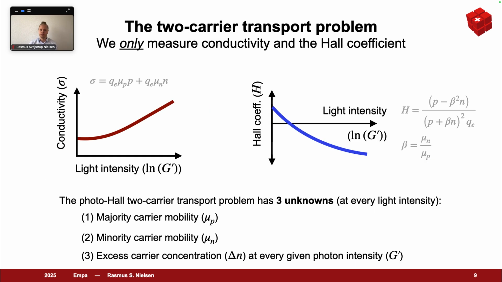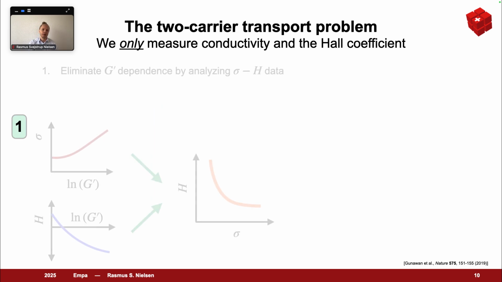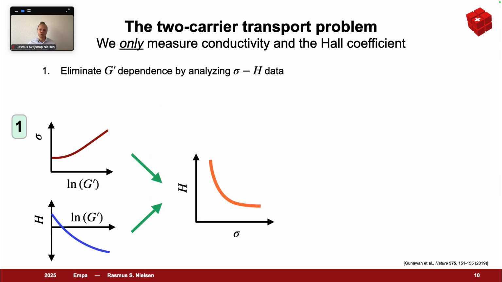If we plot the conductivity and Hall coefficient, that is our raw data, as a function of the light intensity, we quickly run into a problem. This problem is called the two-carrier transport problem. And the problem is really that we have three unknowns in our transport equations at every light intensity. Our unknowns are the two different carrier mobilities and the excess carrier concentration. But there's a trick. First, we eliminate the dependence on the light intensity by plotting the Hall coefficient H as a function of the conductivity sigma.